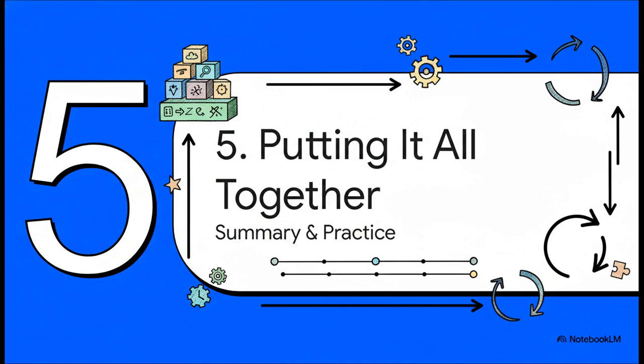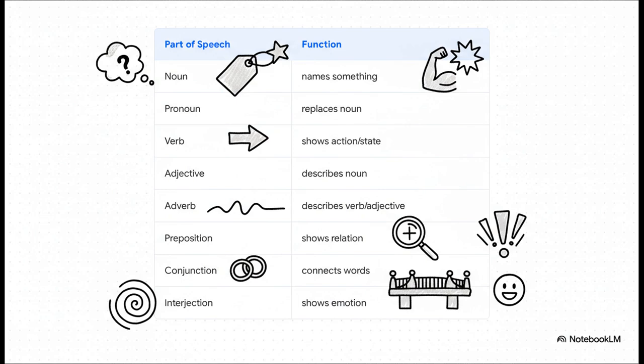So let's do a super quick recap of everything we've just covered, and then we're going to put our new knowledge to the test. It is time to put it all together. So this table is a fantastic summary. We've got our naming words, noun and pronoun. We've got our action and description words, the verb, adjective, and adverb. Then we've got our connectors, the preposition and conjunction, and finally, that little splash of emotional flair from the interjection.